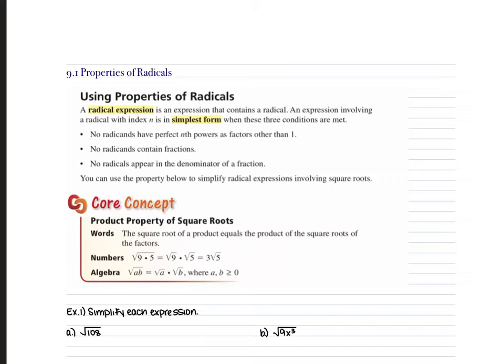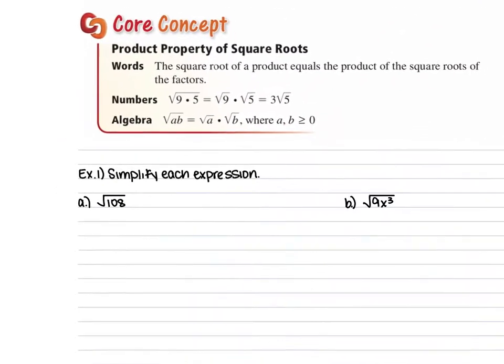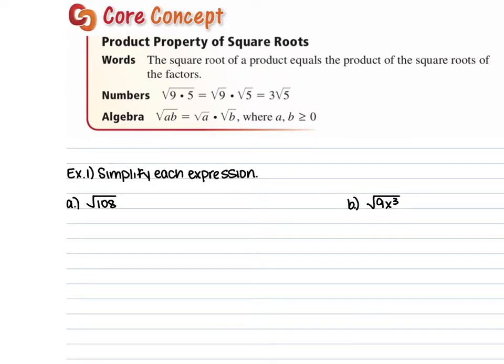From there, whatever you pull out, you multiply. Whatever doesn't match up with another term that's the same number or the same variable, you will keep underneath the radical. So what does this all mean? For example 1, we are told to simplify each expression.